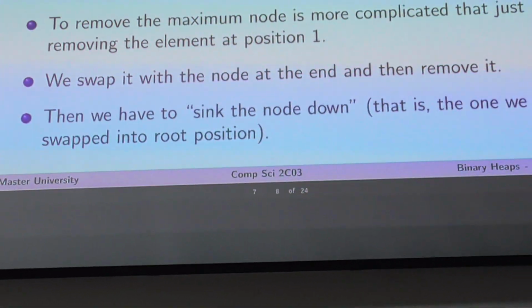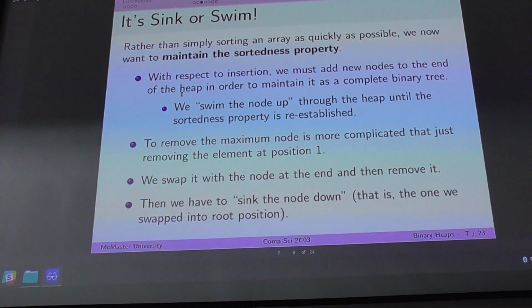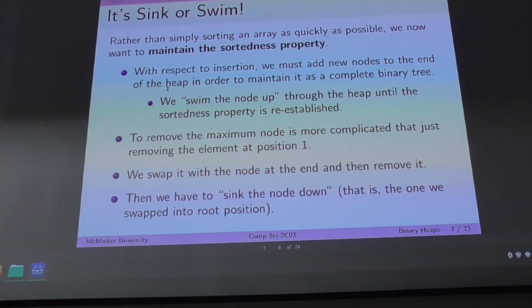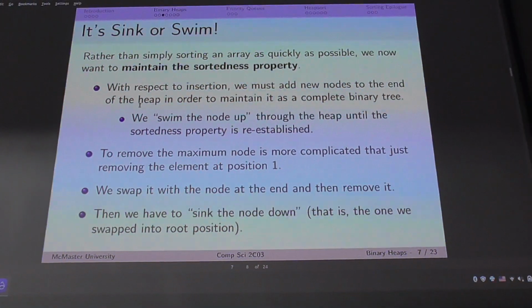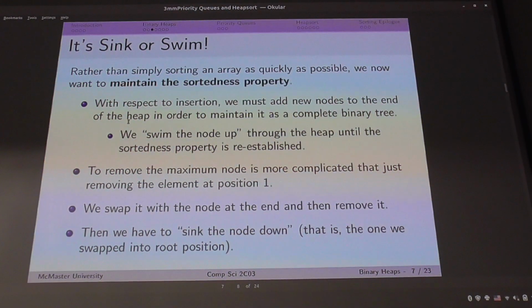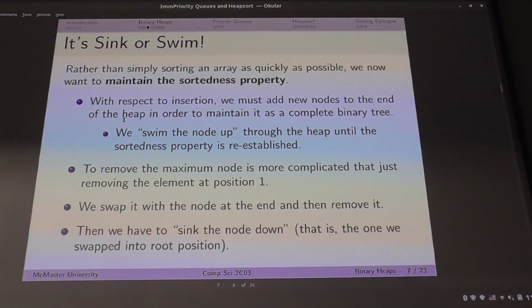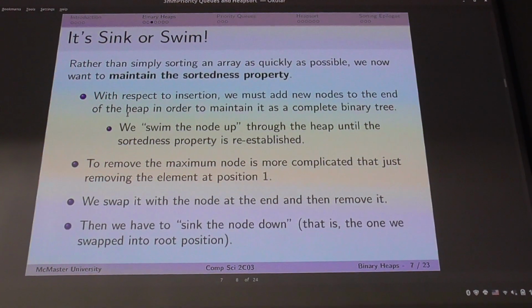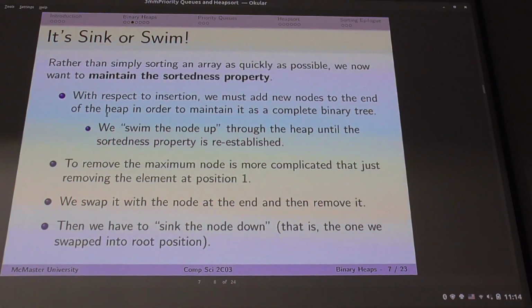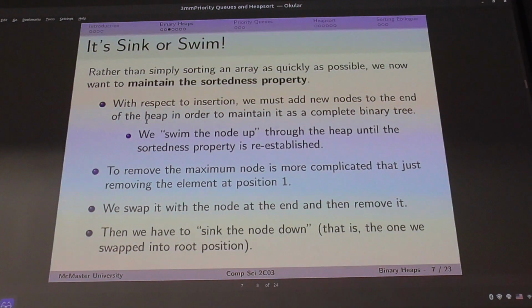So, rather than simply sorting an array as quickly as possible, we now want to retain a sortedness property. With respect to insertion, we must add new nodes to the end of the heap in order to maintain it as a complete binary tree. We then, quote unquote, swim the node up through the heap until the sortedness property is reestablished.